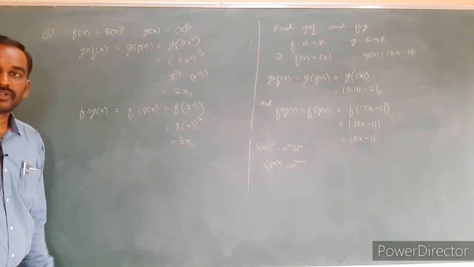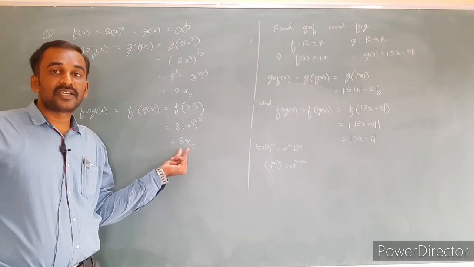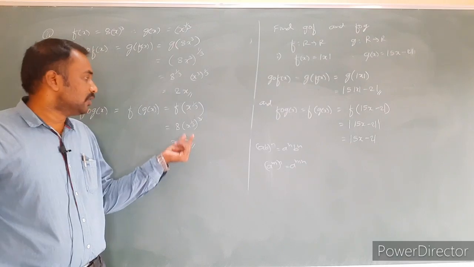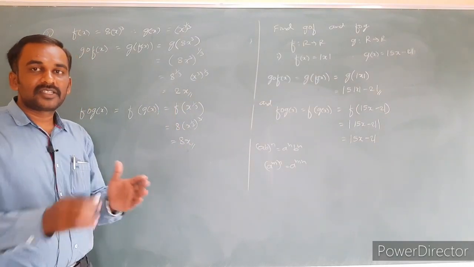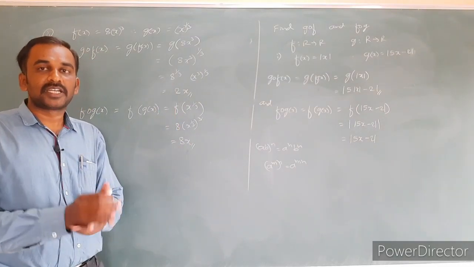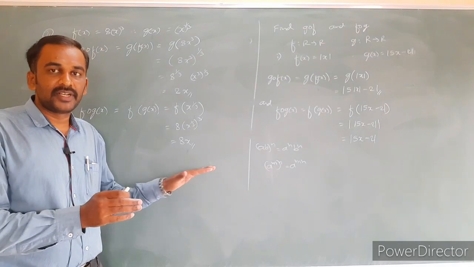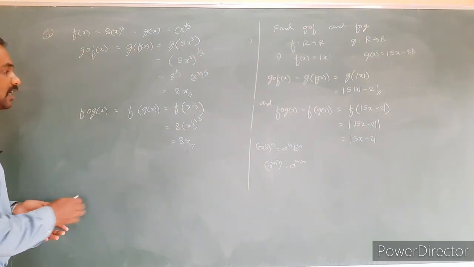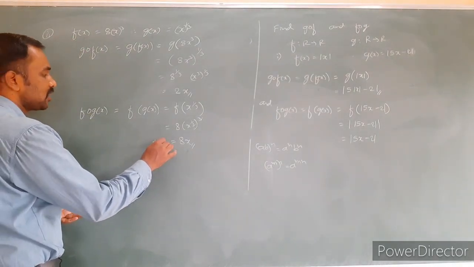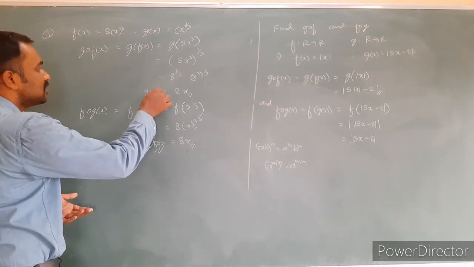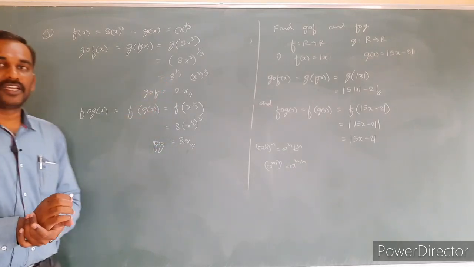What is left? 8x. Most of the students used to write 2x here also. So don't get confused. Just compare the position where I am replacing and which value I am replacing. Observe it very clearly and you will get the required answer. This is F circle G, this is G circle F, very important.